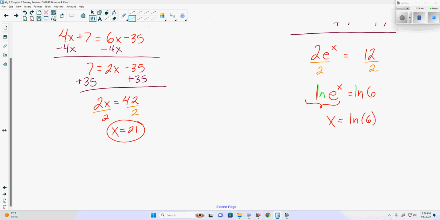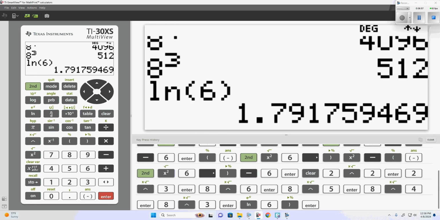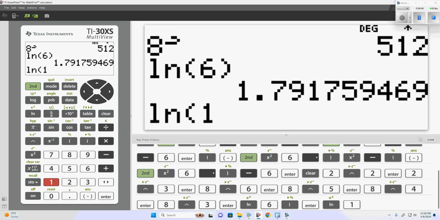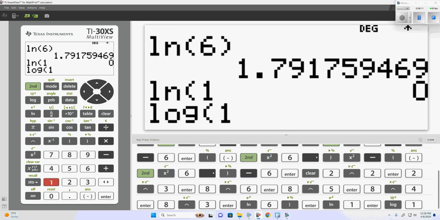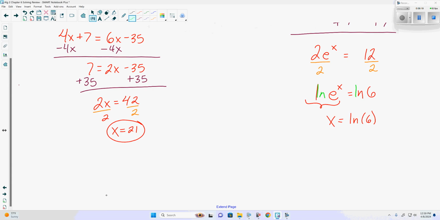Now, is natural log of 6 a nice number? It's not. The only time the natural log will be a nice number is if the term inside of it is either e or 1, because natural log of 1 is 0. Log, no matter what the base, of 1 is always going to be 0. So here that's not a nice number, so x is equal to the natural log of 6.